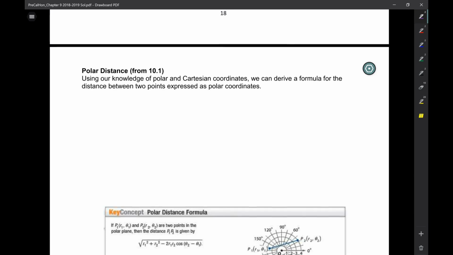For this, we're going to have to use an identity, so I just want to remind ourselves. Remember that identity? Cosine of alpha minus beta, what was it? Cosine cosine plus sine sine. We're going to use that later, so let's just keep it here. Okay, all right, so let's do this.